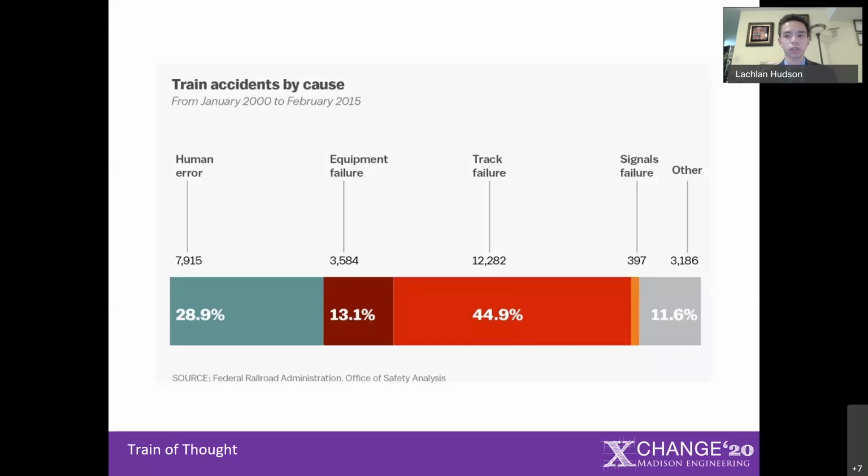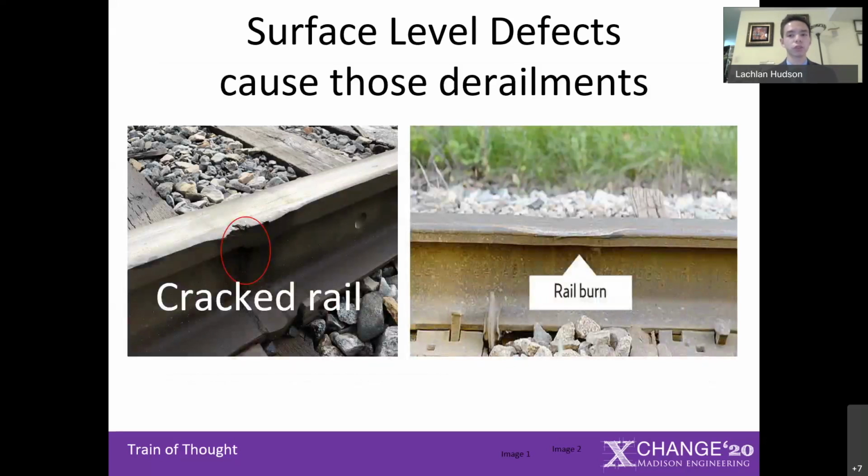Throughout all mainline railroads in the US carrying goods and passengers, 44.9% of derailments can be attributed to track failures, as you can see in this diagram shown on the slide, while 22.9% of recent derailments are attributed to more specifically surface level defects. These defects can be cracks in the surface of the rail, pictured on the left, circled by the red circle. In this particular case, it is a weld crack where 2 rails were bonded and the weld failed. There are also rail burns, shown on the right, where rails are flattened on the surface due to high friction between a wheel of a train and the rail it is making contact with.